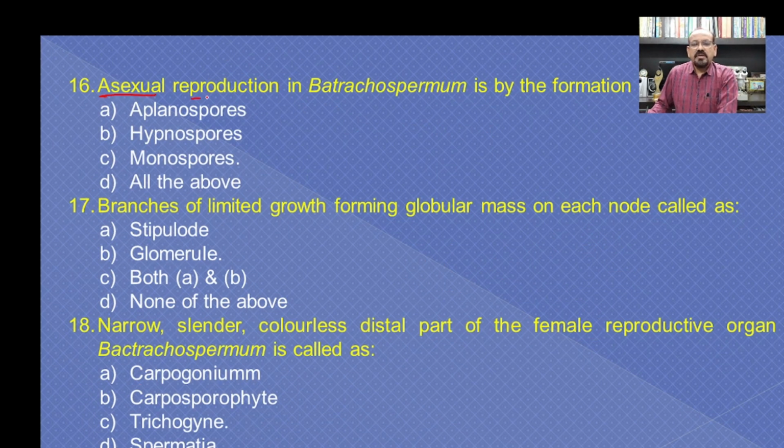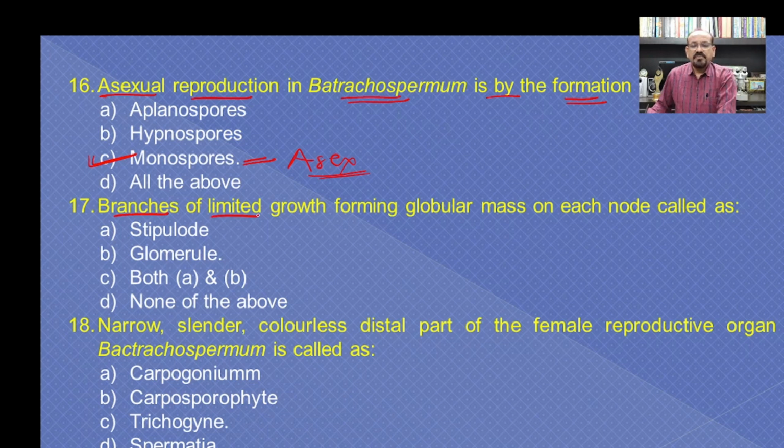Then asexual reproduction in Batrachospermum is by the formation of, earlier we have seen that there is a formation of the monospores by the Chantransia stage, which is the asexual type of reproduction, and hence C will be the correct answer for this question.